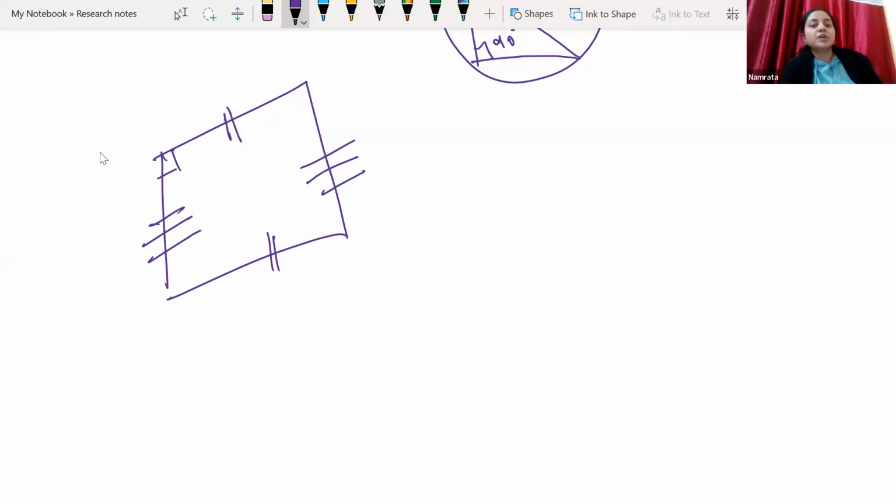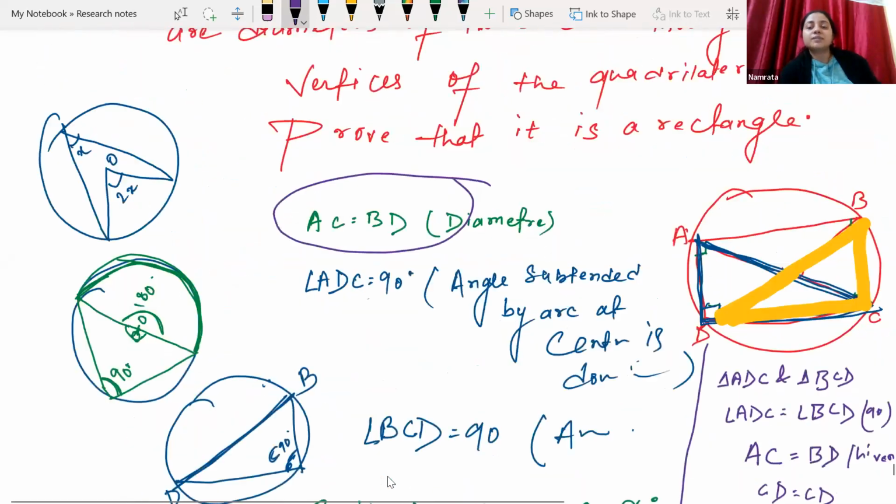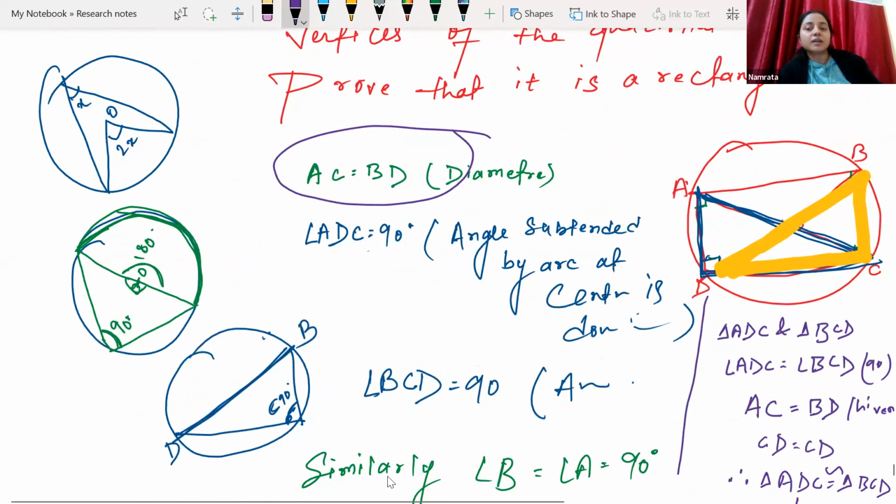So 90 degrees we have proved. Now opposite sides equal also we have to show. So what we have done over here, we have taken this blue triangle and this yellow triangle, and we have proved the congruency of both triangles. How have we proved the congruency? 90 degrees over there, 90 degrees over here. Now AC and BD both are the diagonals and both are diameters, so both will be the same. That also we have written over here. Side CD is a common side in both triangles. So hence both triangles are congruent with each other.